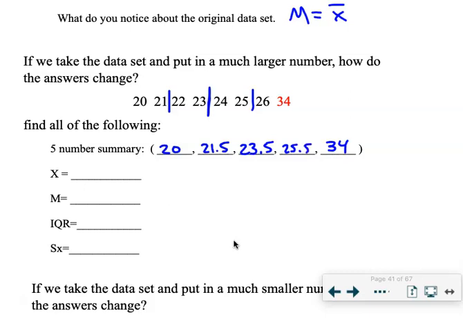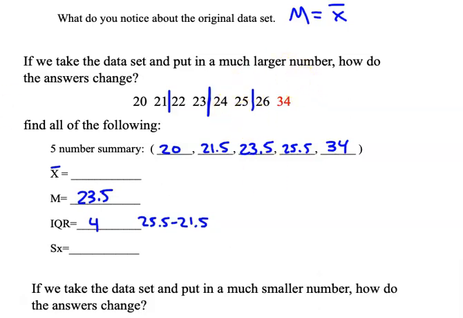So we're going to look at what changed and what didn't change. Our average, we can go fix that in a second. Our median is 23.5. Our IQR is actually the same, 25.5 minus 21.5. That's still 4, just like it was last time. Let's go back to the calculator and put 34 into those answers. Let's do that real quick.